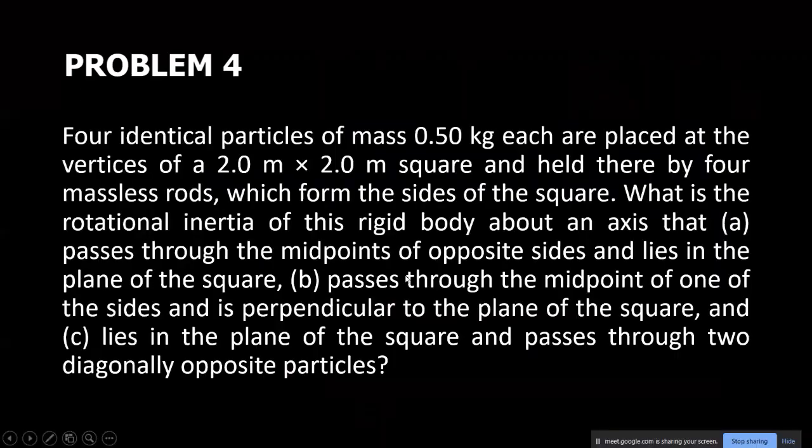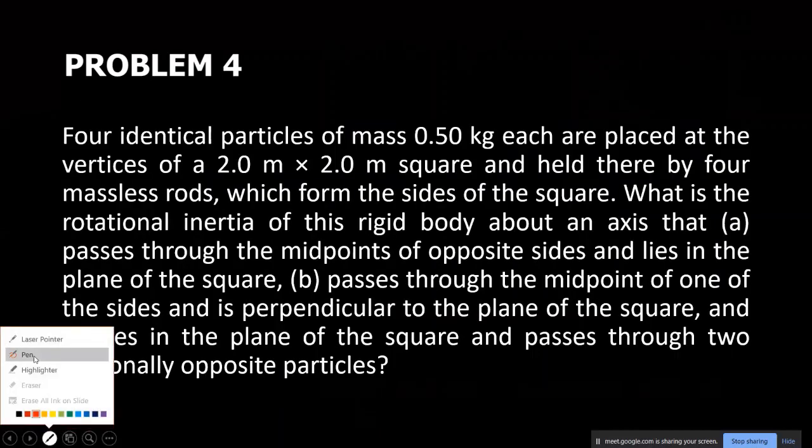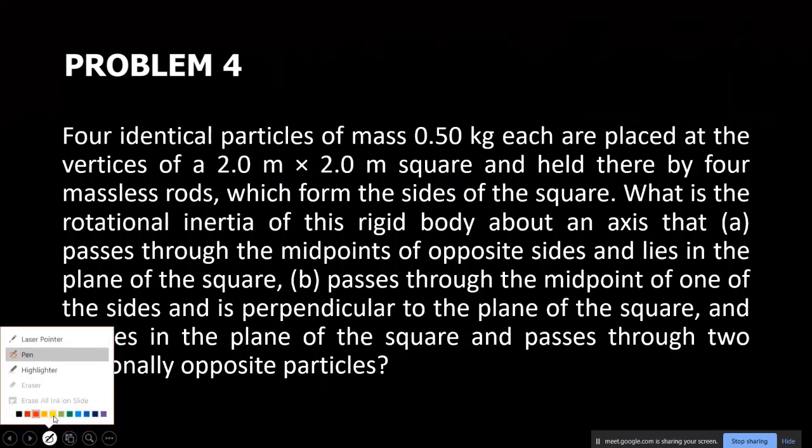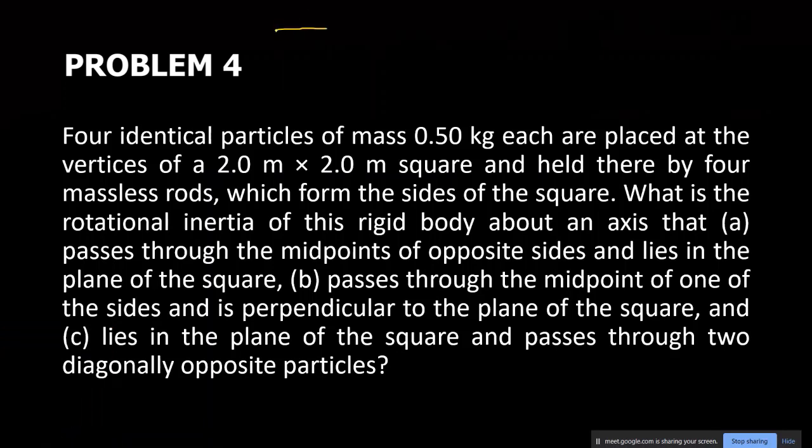Four identical particles of mass 0.50 kilogram each are placed at the vertices of a 2 by 2 square. So, we have a square of 2 by 2. At its vertices, there are 4 particles with mass 0.5 kilograms. They are held there by 4 massless rods which form the sides of the square. So, these are the rods.